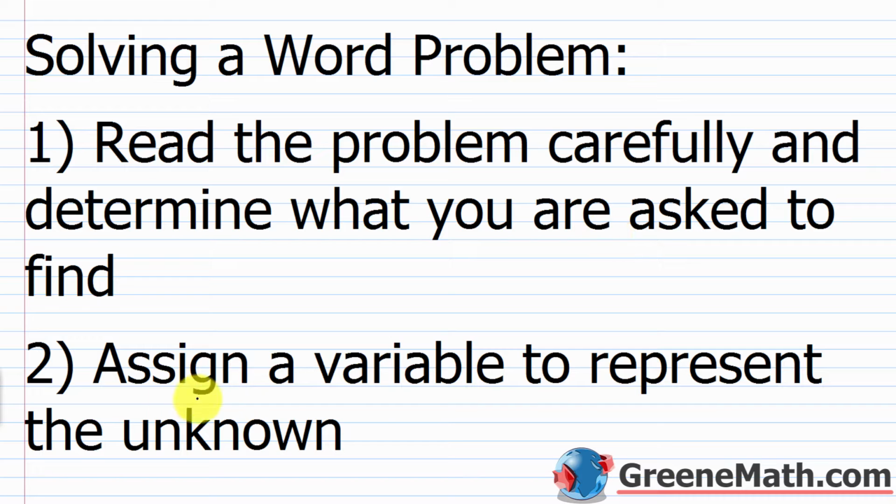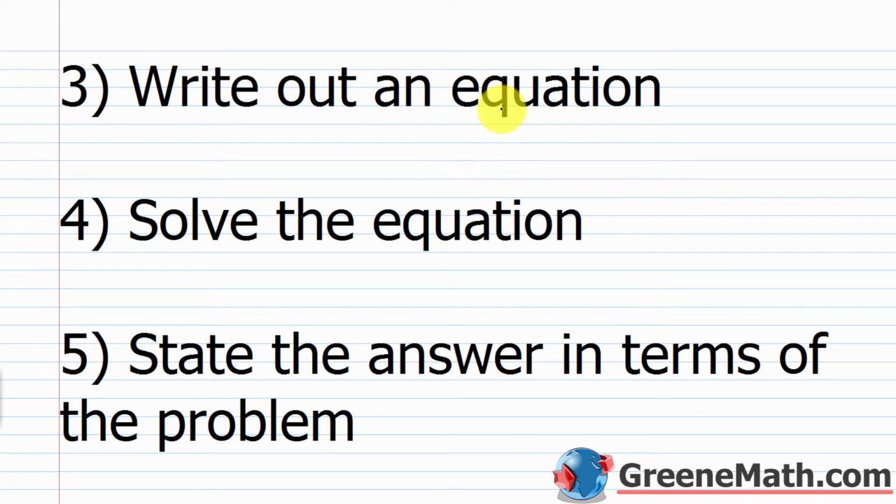The next thing you want to do is assign a variable to represent the unknown. Now, in a lot of these problems, you're going to have more than one unknown. So you're going to assign a variable to represent one of the unknowns, and then you're going to represent the other unknowns in terms of this variable. All right, the next thing you're going to do is write out an equation. And you're going to do that by reading through the problem. You'll have something equal to something else. This is going to allow you to write an equation, then solve the equation, and then state the answer in terms of the problem. So that's very important.